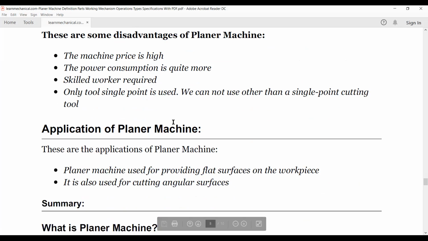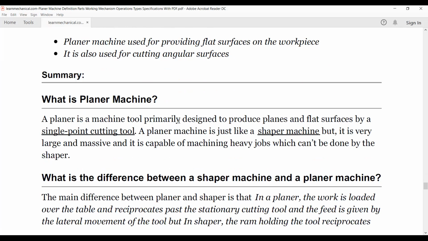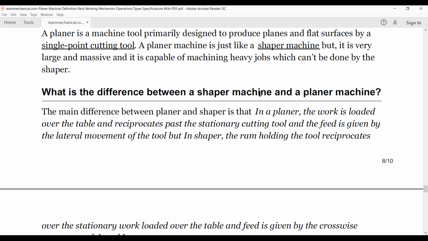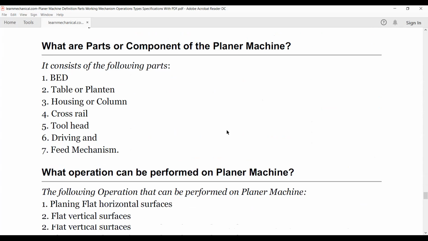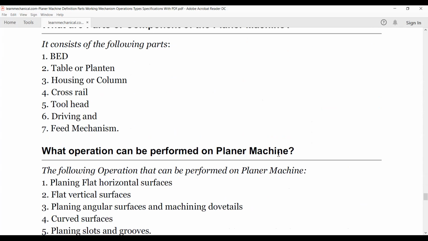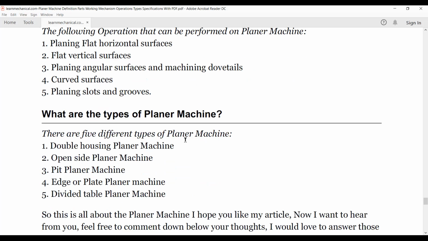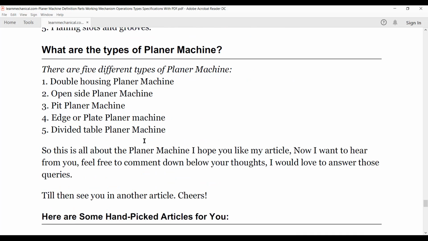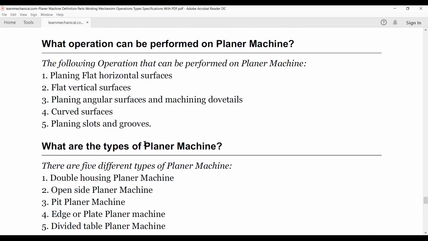I am just concluding our lecture, what we have discussed today. What is a planar machine? We have learned. What is the difference between a shaper machine and a planar machine? We have learned. And what are the important parts of the planar machine? We have discussed. And what are the different operations? We have discussed. And what are the types of planar machine? We have discussed. And we have discussed the advantages, disadvantages, and the applications.